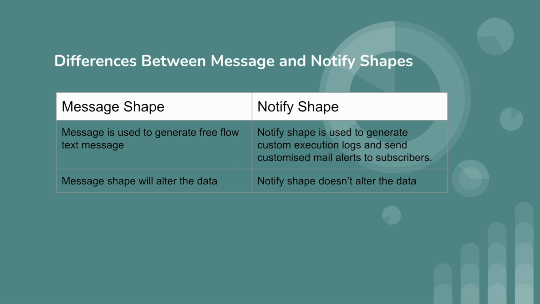So the message shape is used to generate the free flow text message from either static or dynamic variables. Notify shape is used to generate custom execution logs and send customized email alerts to subscribers. Message shape will alter the data. Notify shape does not alter the data. So these are the differences between message shape and notify shape.